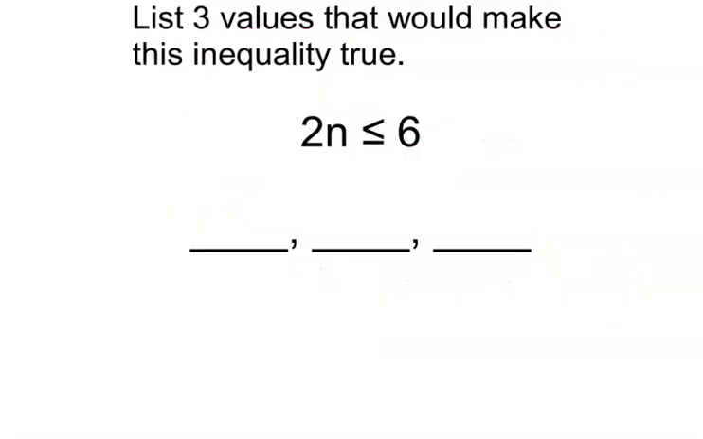List 3 values that would make this inequality true. Okay, so here we go again. We have the 2n, and then we have the less than or equal to sign, 6. To solve for n, you could just plug some numbers in there, but to solve for it, we have to get n by itself.